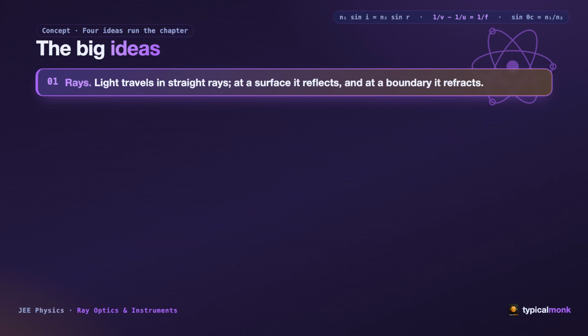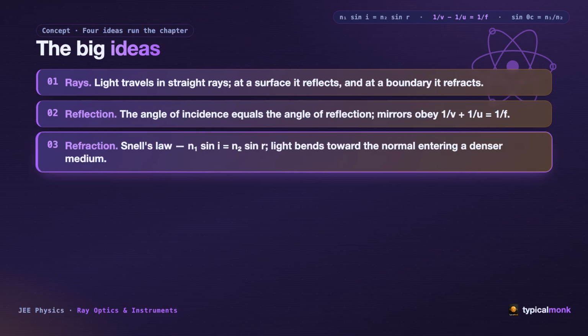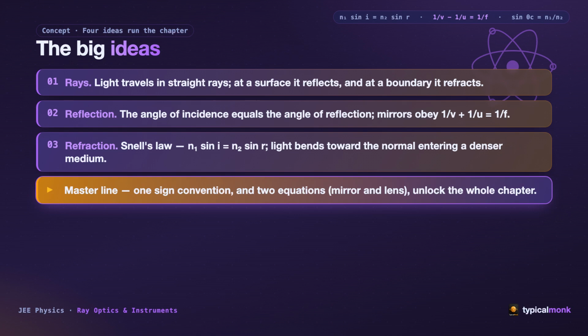4 ideas run this entire chapter. Look at them together first. Rays, light travels in straight rays. At a surface it reflects, and at a boundary it refracts. Reflection. The angle of incidence equals the angle of reflection, and mirrors obey 1/v + 1/u = 1/f. Refraction, Snell's law, n1 sin i = n2 sin r. Light bends toward the normal when it enters a denser medium. Master line, one sign convention and two equations, the mirror and the lens, unlock the whole chapter.